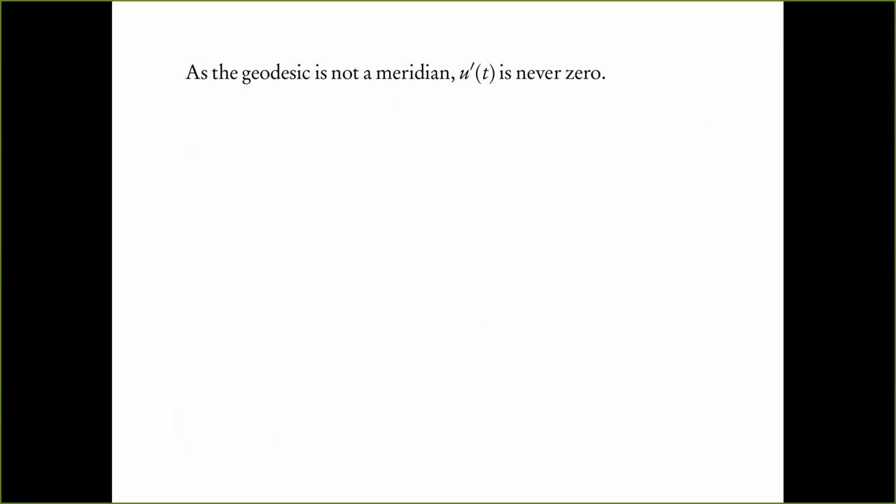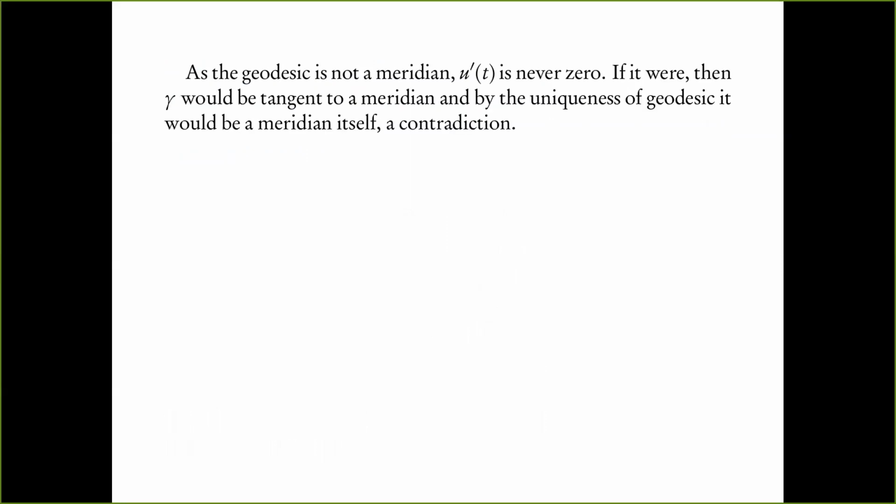So as the geodesic is not a meridian, u prime t is never 0. Okay, why? Because if u prime t is 0, that seems to suggest that there's no change in the angle, and that means that the tangent gamma prime, or the velocity gamma prime at t, if u prime t was 0 at some point, is going to be entirely vertical. Okay, but that would mean that the geodesic gamma has to be a meridian, because the meridian is a geodesic which has vertical tangent vectors or vertical velocities, so to speak.